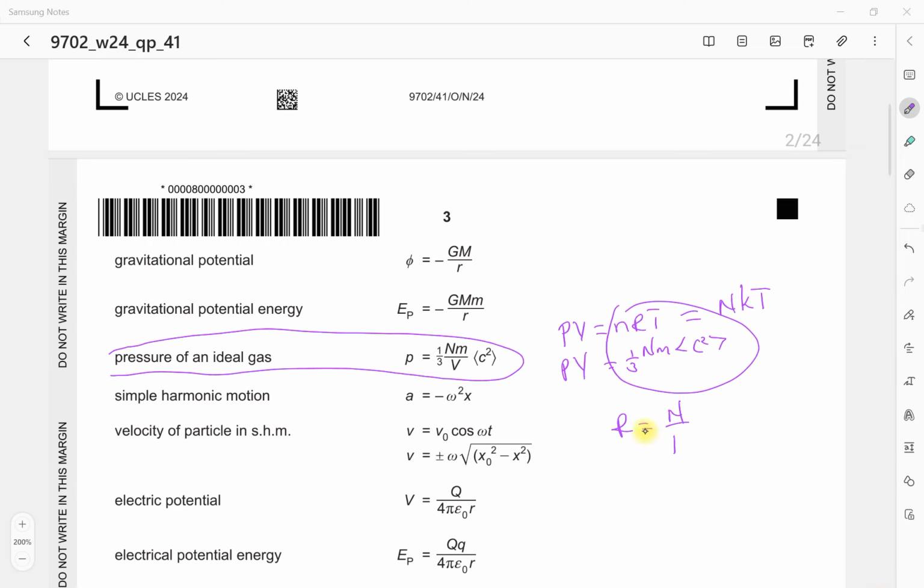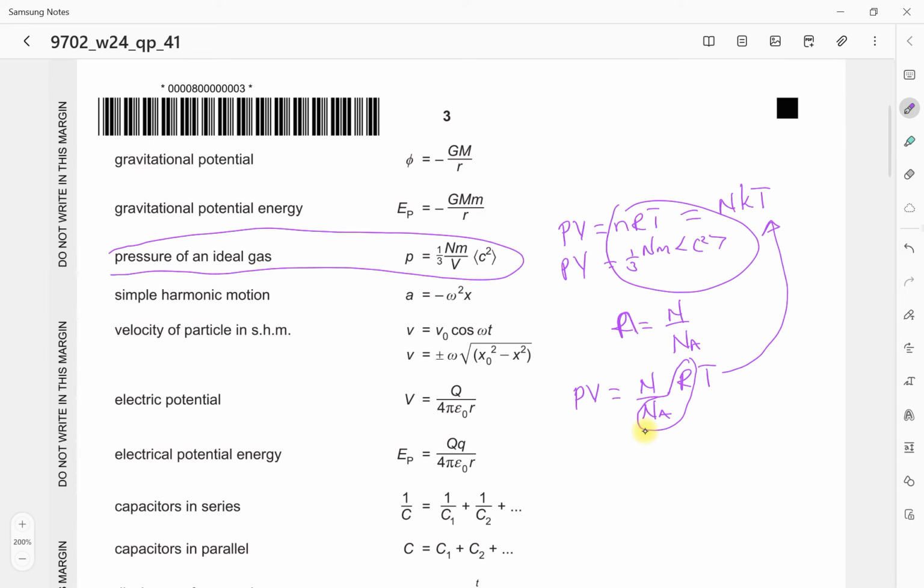Sorry, it's not R, it's n, the number of moles, small letter n. Number of moles is equal to N over Avogadro's number. And when you combine those two equations, you have that PV equals, where there is number of moles, you put N over Na times R, then times T. And R over Na is k. That's why I said PV is also equal to NkT.